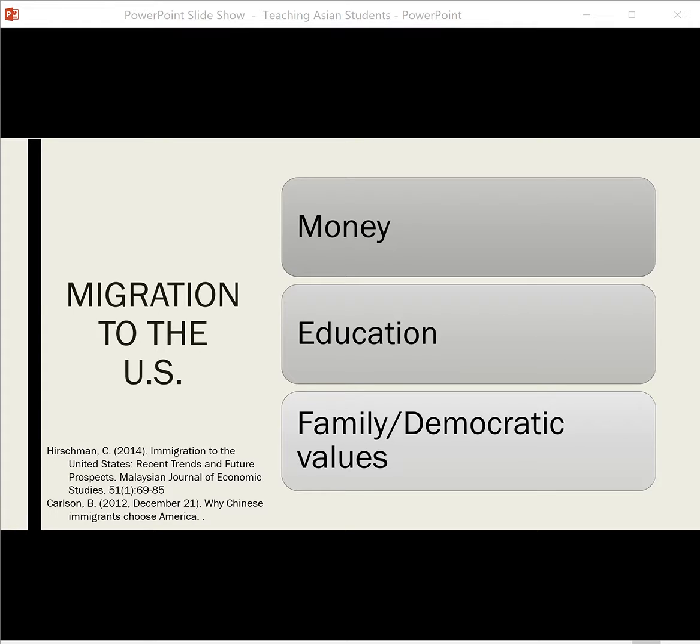So, as you see on the next slide, China in particular doesn't have a lot of political freedom, so people will move over for the democratic values, to have freedom of speech, assembly, press.